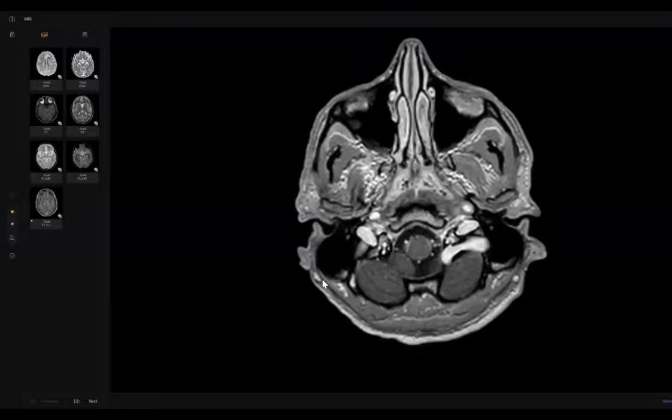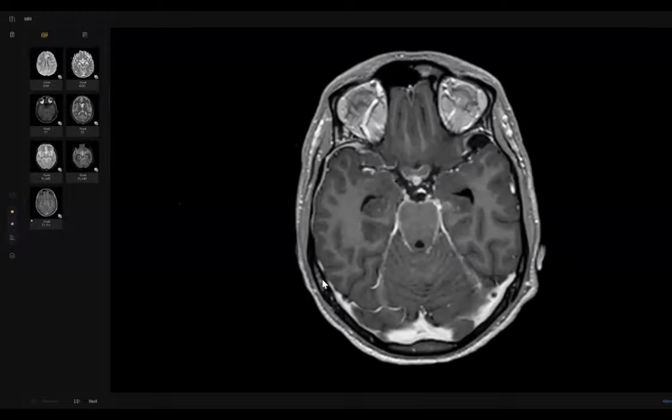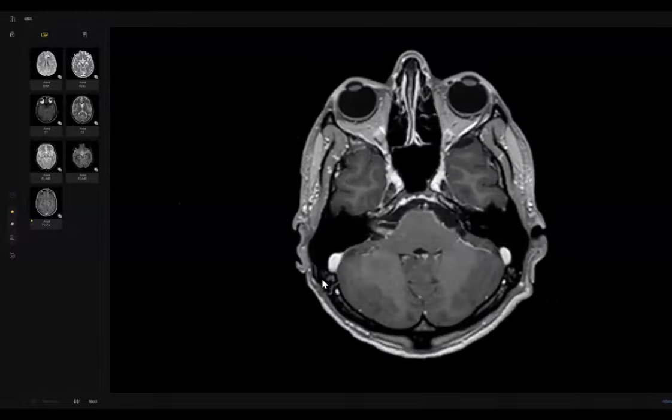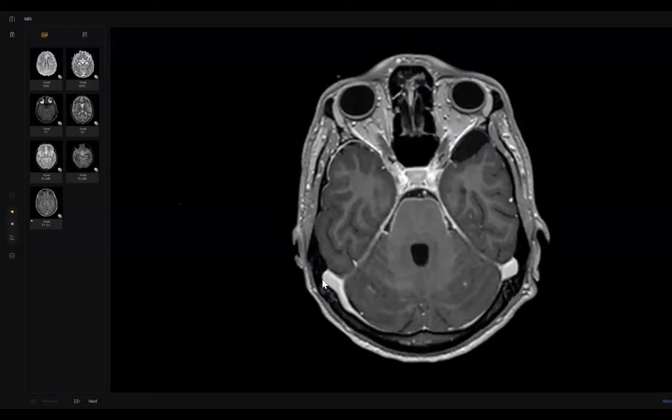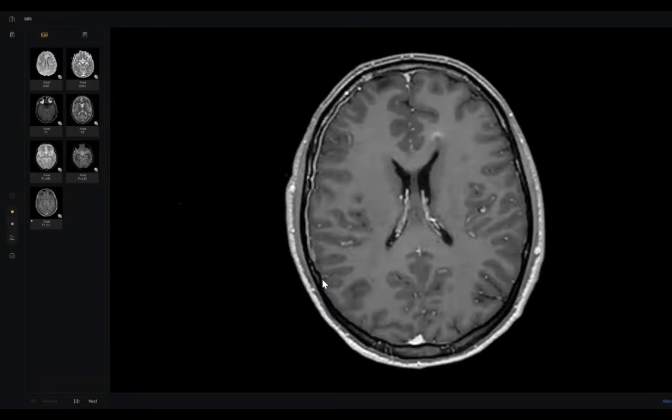Can I check the orbits again? Don't worry about it. What's your final diagnosis? Infective process.